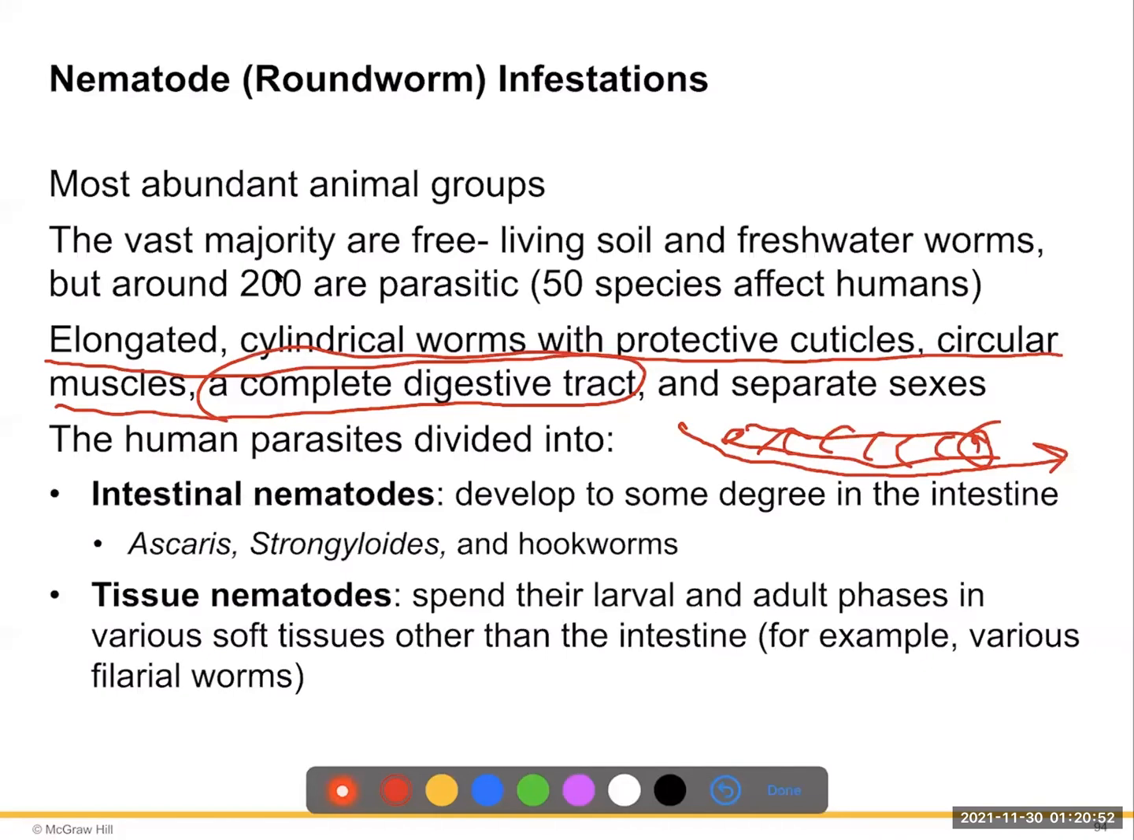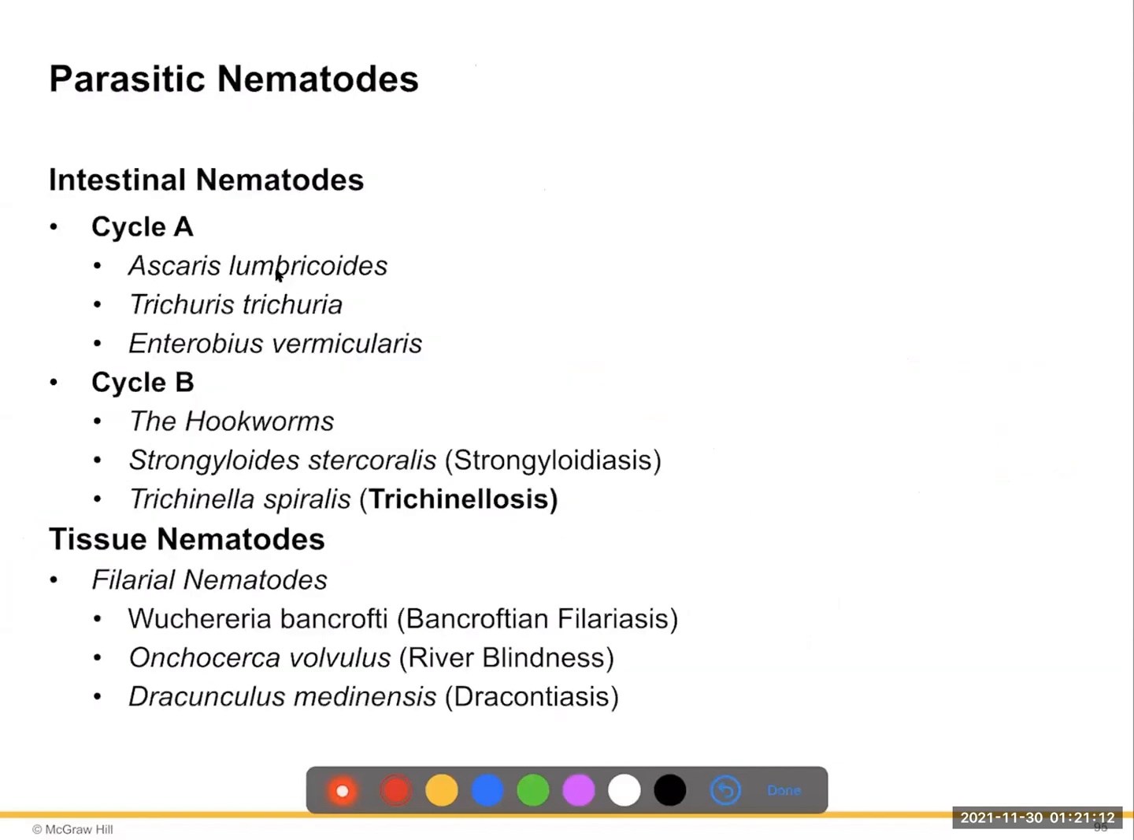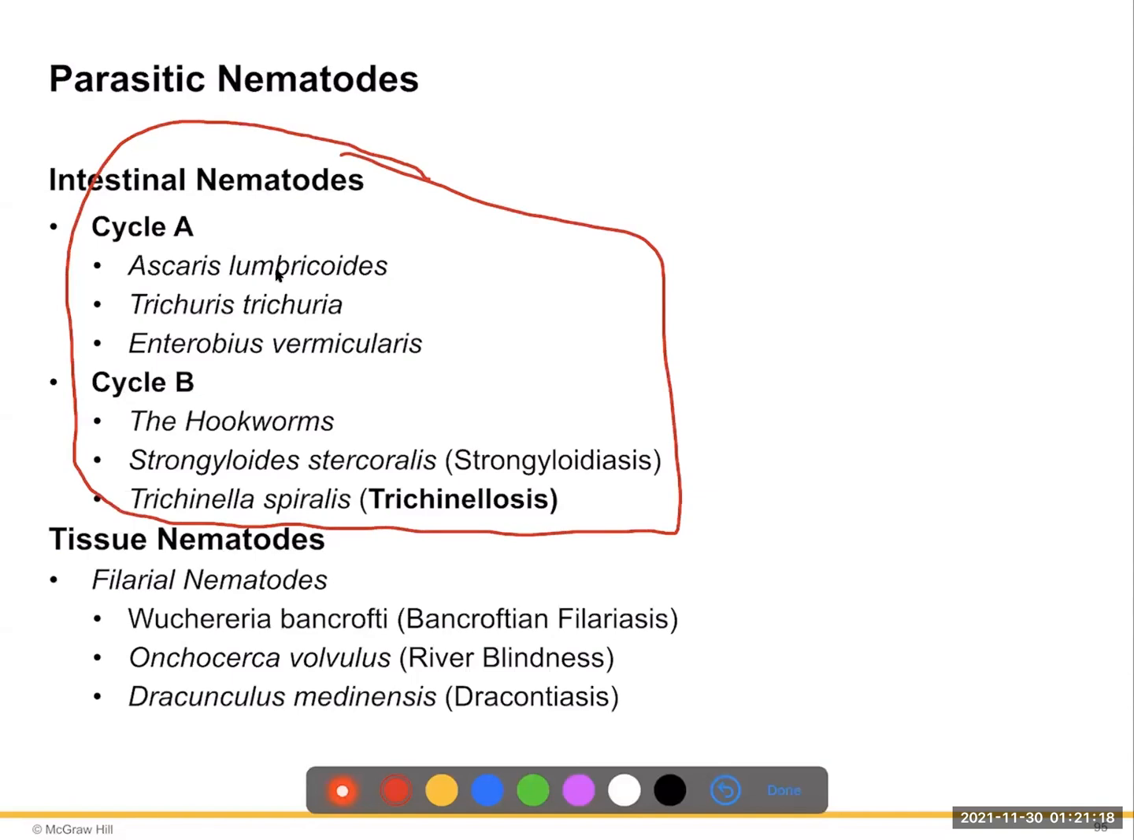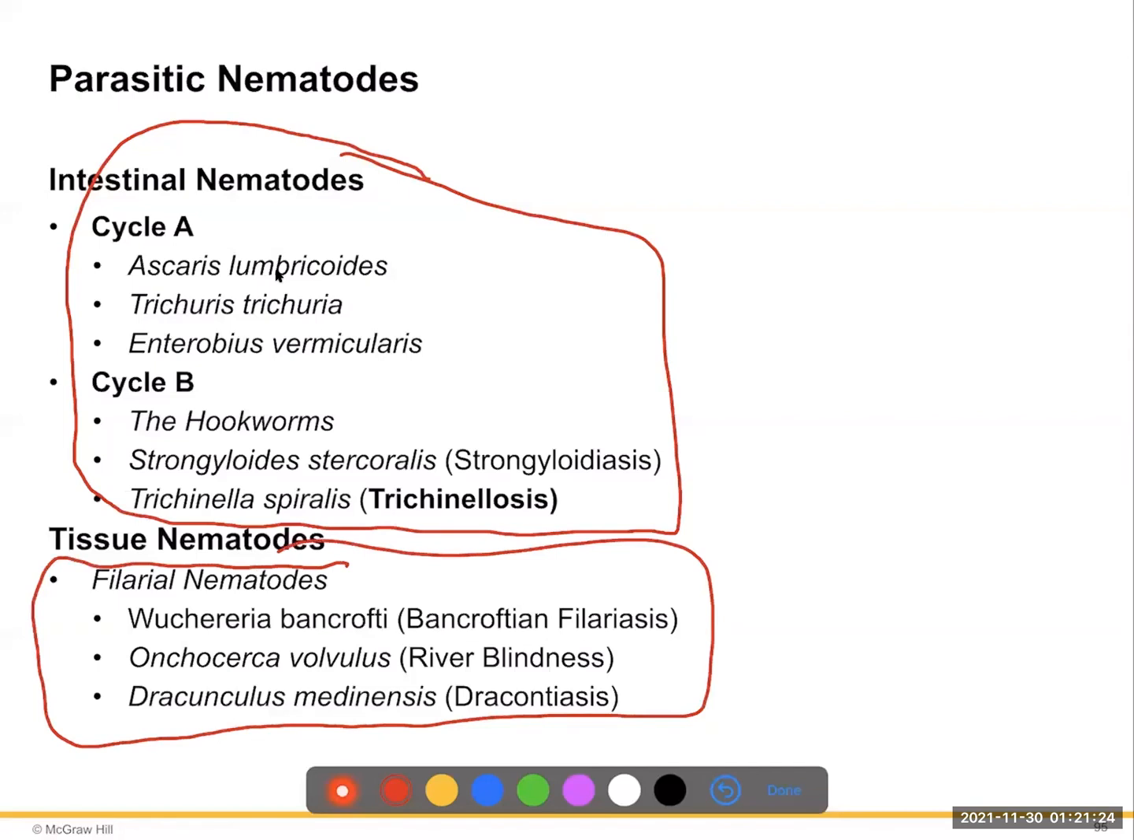The human parasites are divided into intestinal nematodes and tissue nematodes. The intestinal nematodes, okay, those are to some degree in the intestines. Those are your hookworms. And the tissue nematodes spend their larval and adult phase in various soft tissues other than the intestines. These are the intestinal nematodes here, and these are the tissue nematodes here. Big thing with the tissue ones are your river blindness and your elephantiasis, which affect lymphatic systems.